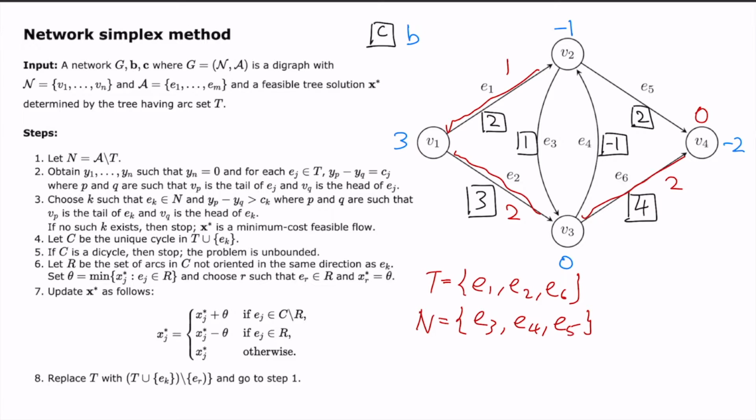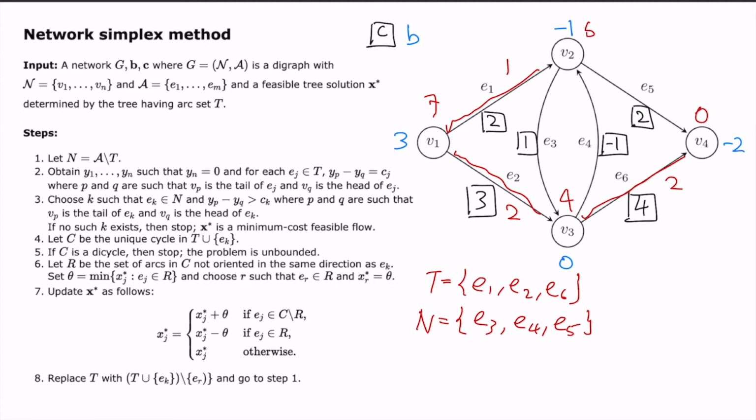So if we look at the arc E6, we need the Y value at V3 minus the Y value at V4 to be equal to 4. So we need something minus 0 to be 4. So that has to be 4. And now, if we move to E2, we need the Y value at V1 minus the Y value at V3, which is 4, to be equal to 3. 3 is the cost on the arc E2. So we need Y1 to be 7. And finally, if we look at E1, we need Y1 minus Y2 to be 2.